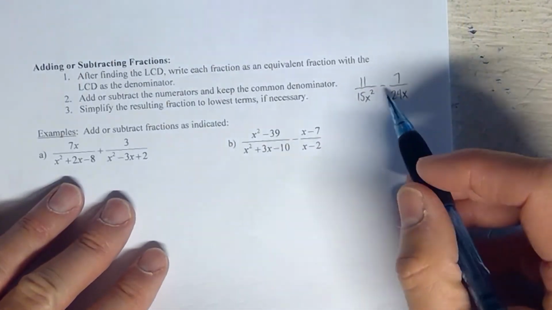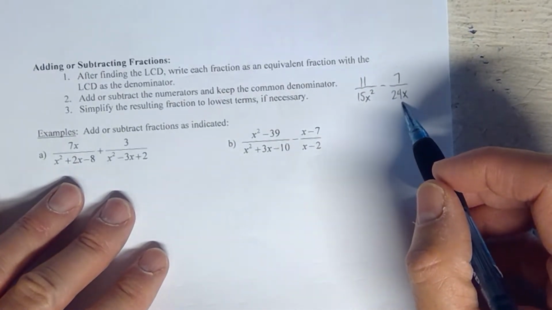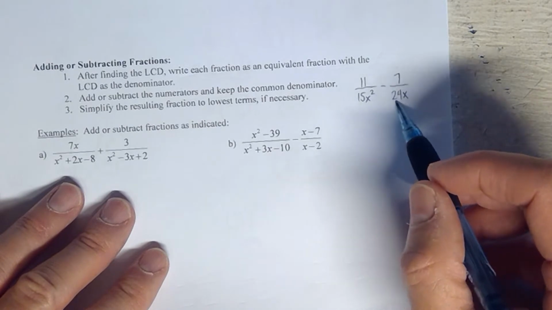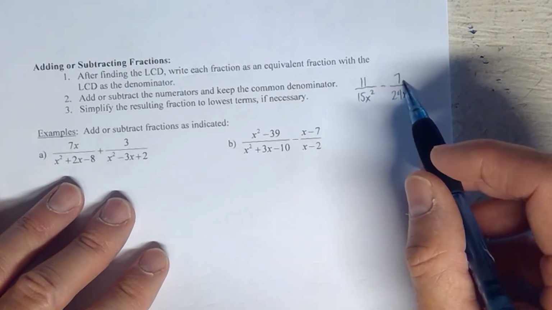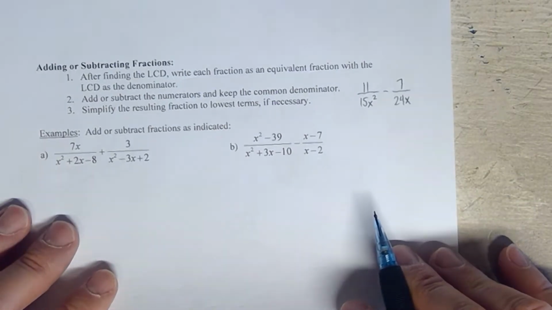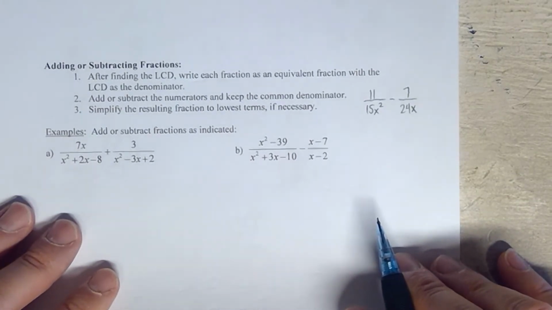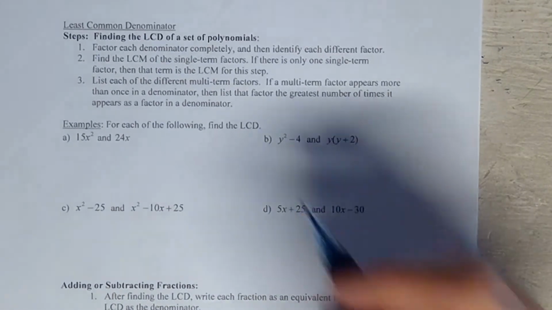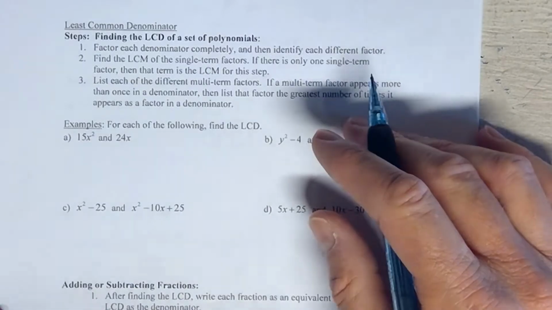For example, look at these two fractions that are going to be subtracted here eventually. The denominators are not the same, so I can't do 11 minus 7. I can't do any kind of subtraction at all until those denominators are the same, and they can be made the same. How do we make them the same? By doing the concept of the least common denominator.